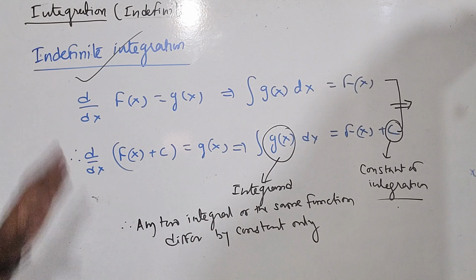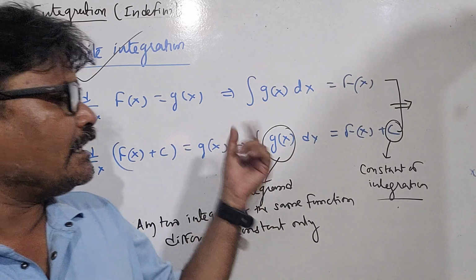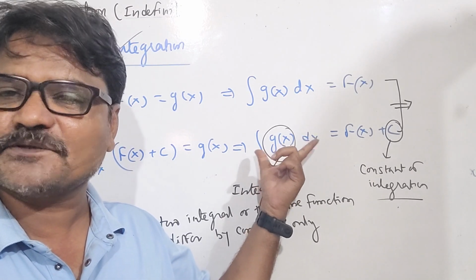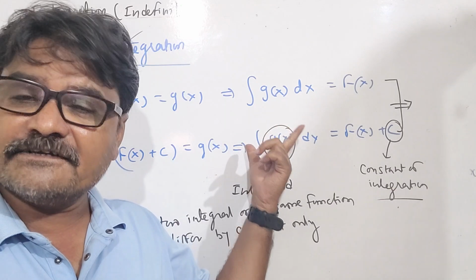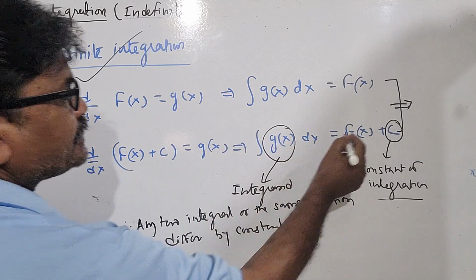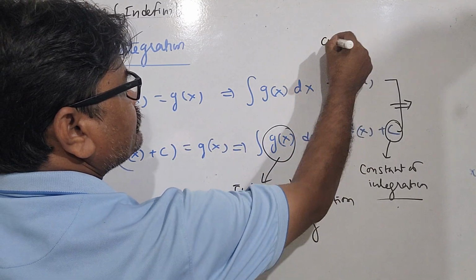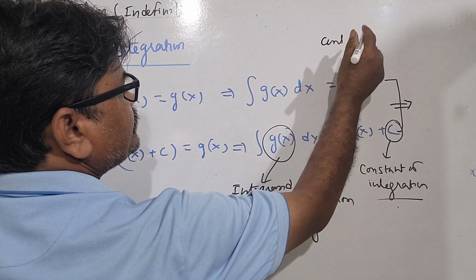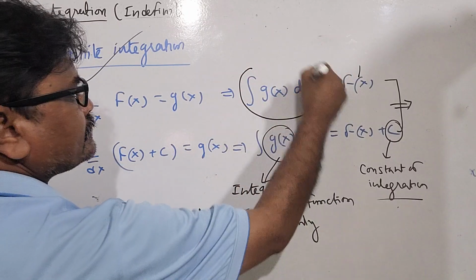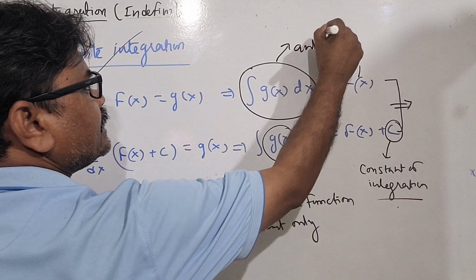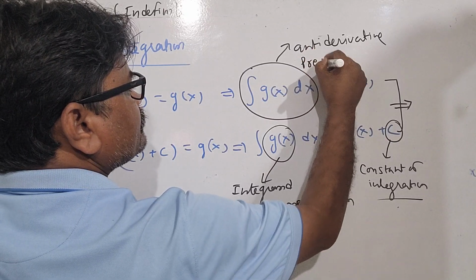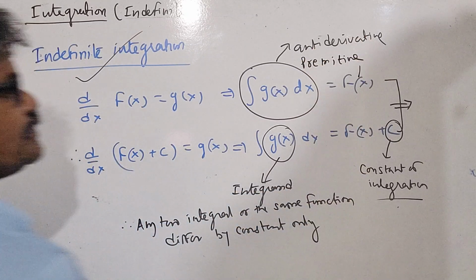And why is it called indefinite integration? Because integration is the process, and it is the reverse process of differentiation, and therefore it is also called antiderivative. This is the antiderivative process. It is also called the primitive of the function.